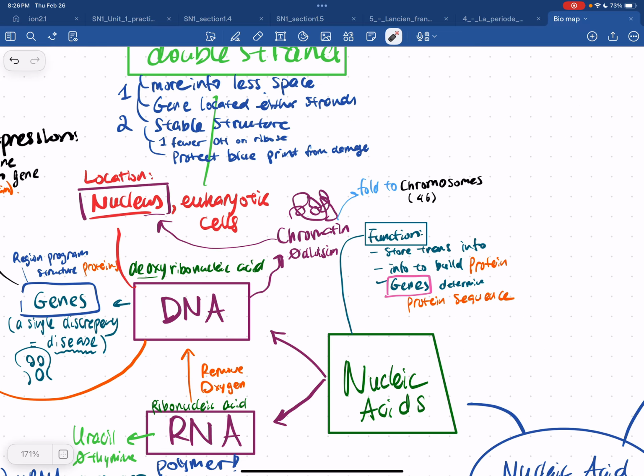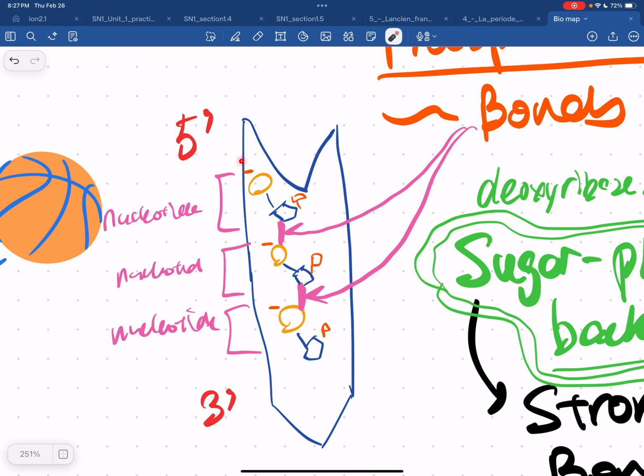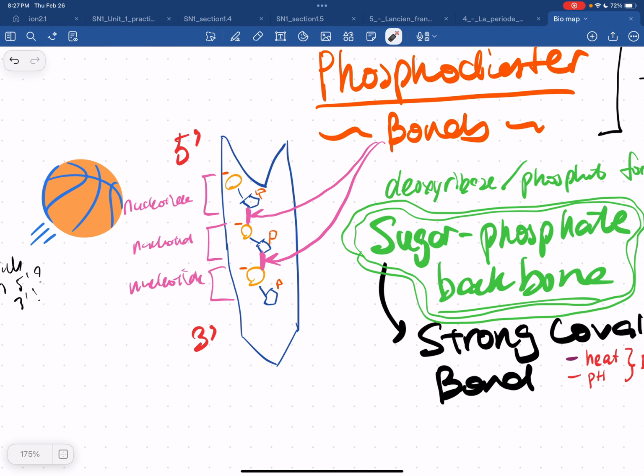Okay, so now we're at phosphodiester bonds. So phosphodiester bonds are really strong. They're very, very strong. They're what make the sugar phosphate backbone, and they're resilient to heat and to pH. And this is what makes DNA itself so stable. They confer polarity and direction to DNA strands: a negative phosphate group at the 5' end and sugar at the 3' end. So at the 5' end there's a phosphate group, and a sugar at the 3' end.